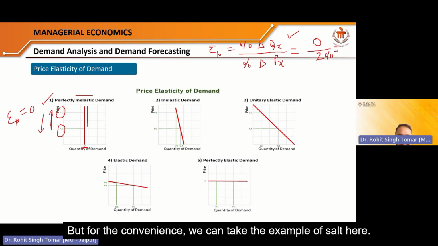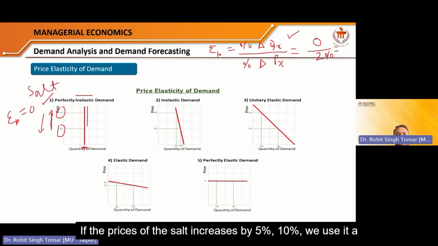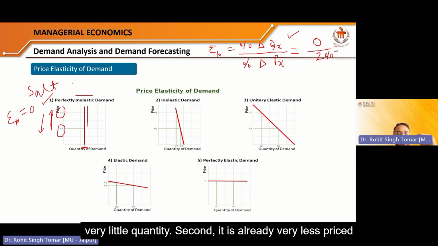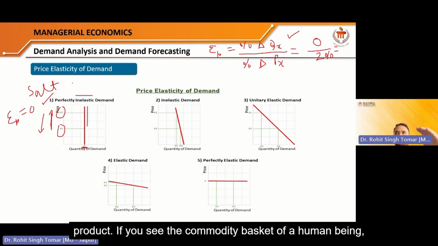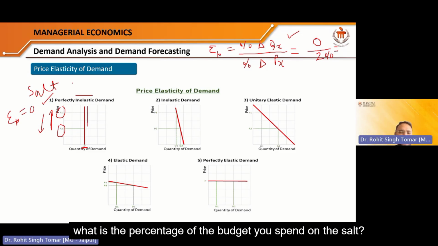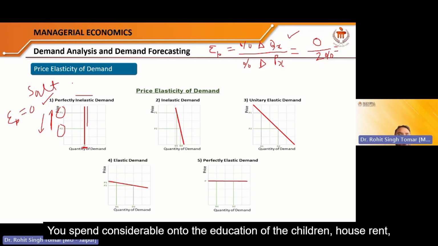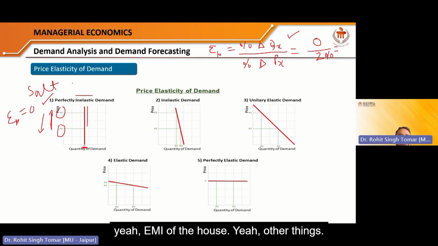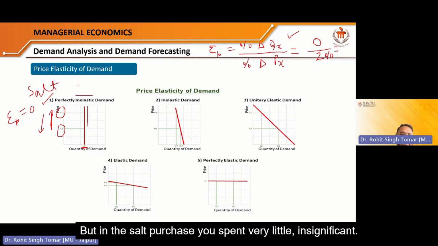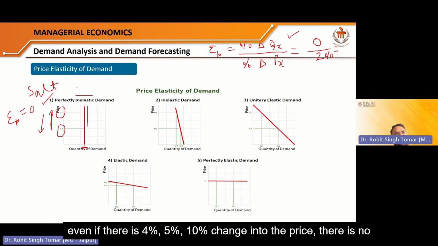But for convenience, we can take the example of salt. Just for convenience, I am taking the example. Say salt. If the price of salt increases by 5%, 10%, we use it in a very small quantity. Second, it is already a very low-priced product. If you see the commodity basket of a human being, what percentage of the budget do you spend on salt? Very insignificant. You spend considerably on the education of the children, house rent, the EMI of the house, and other things. But on salt, you spend very little. Since its contribution is insignificant and its price is very low, even if there is a 4%, 5%, 10% change in the price, there is no change in the quantity demanded.